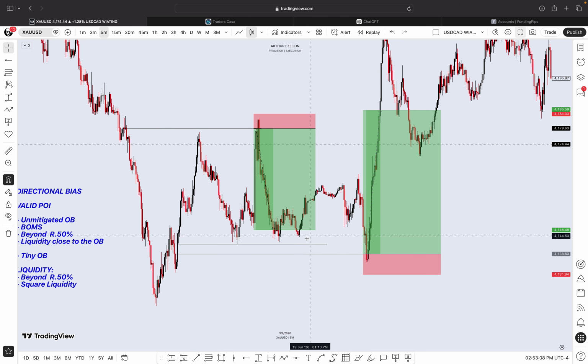Now I told you guys about square liquidity, and I gave you a couple of examples. This is the first example I gave you. You can see we have liquidity here. All of them did not mitigate the other block, so it's a square liquidity. Now we have this square liquidity.